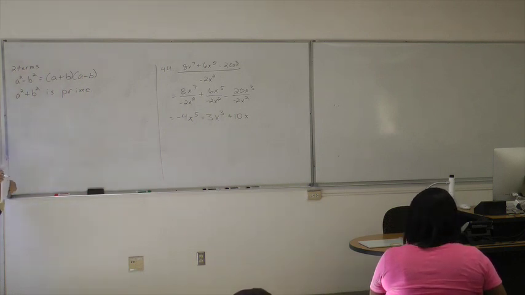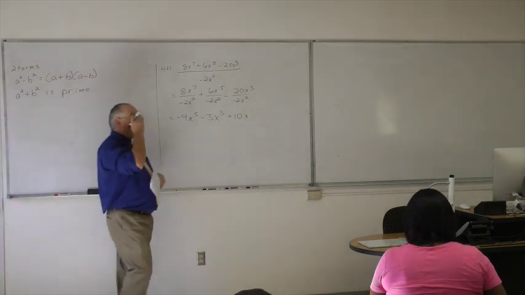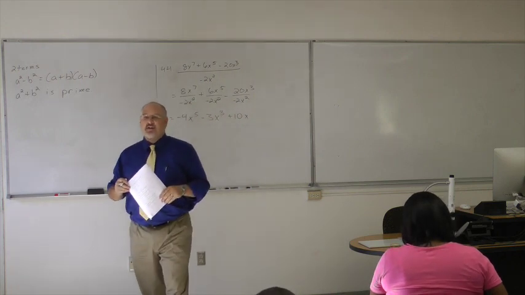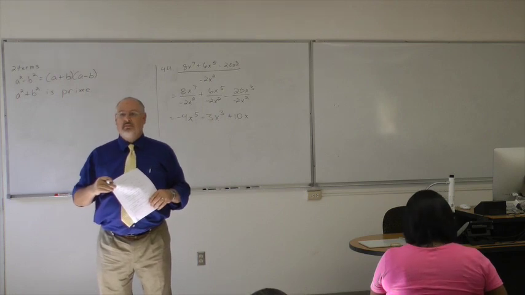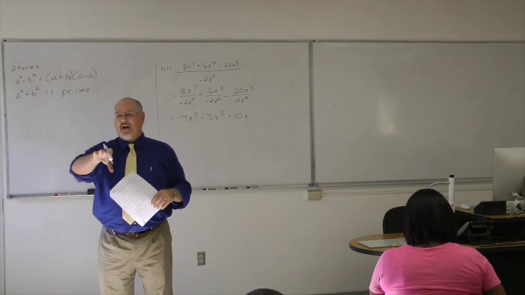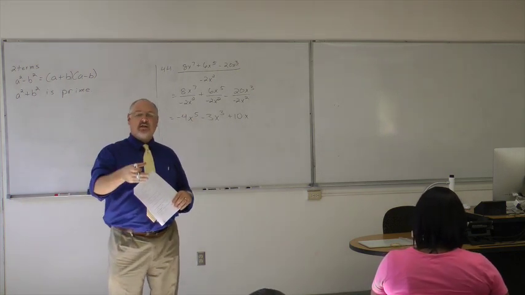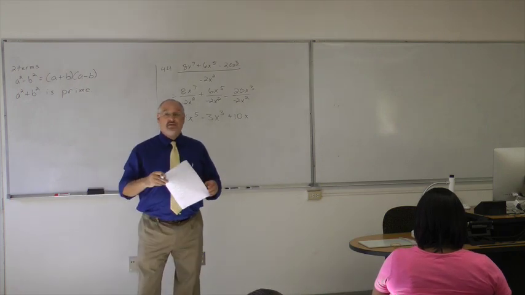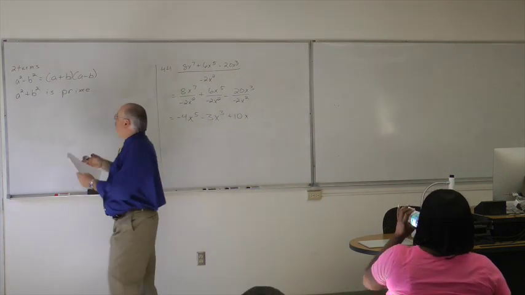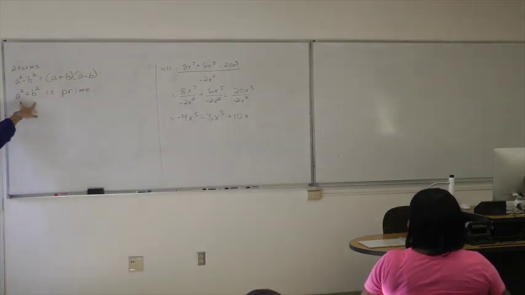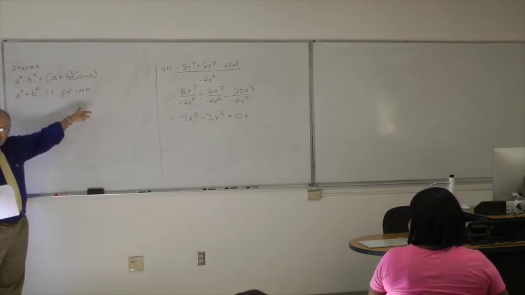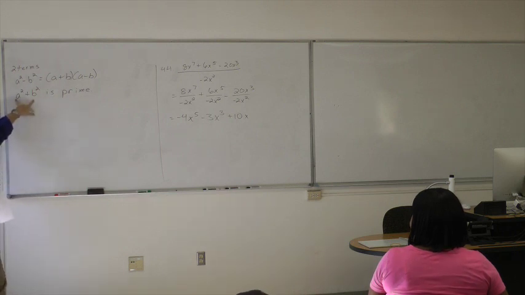Why? Factor the number 10. How does 10 factor? I said factor 10, you said 2 times 5. Why? Because 2 times 5 is 10. I mean, it's an obvious answer. So the question is, why is this prime? Because you cannot find two factors that will multiply to get this back for you.